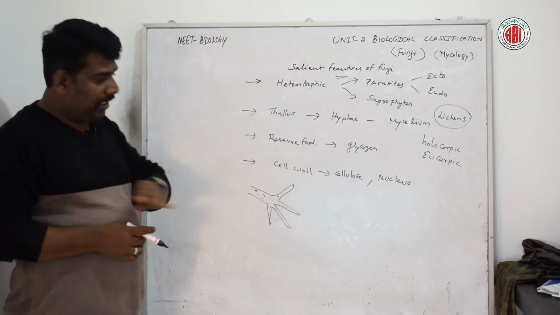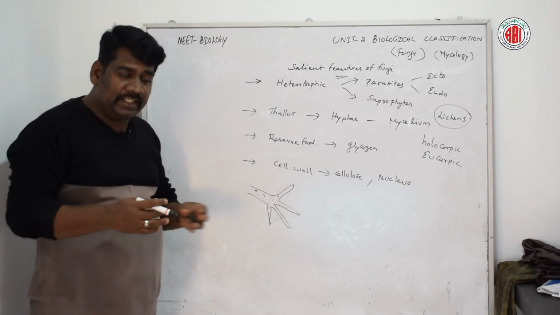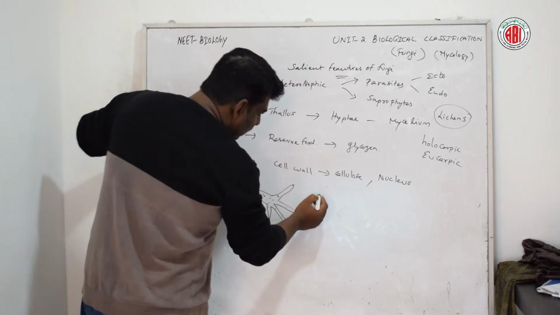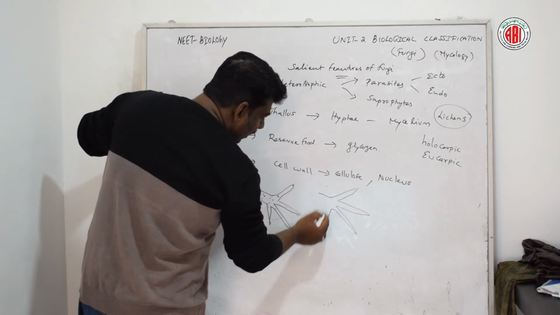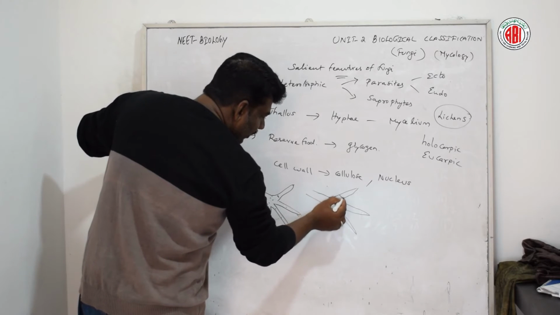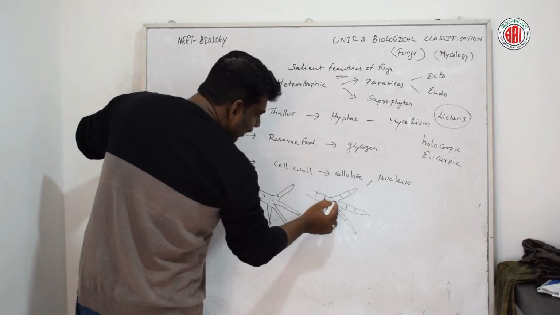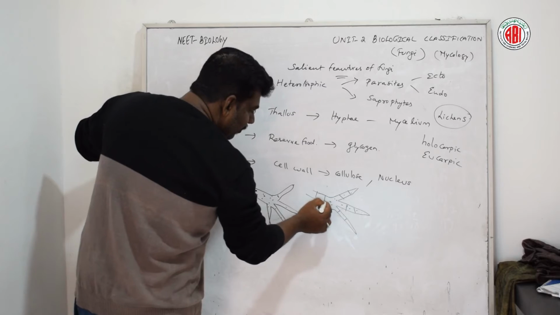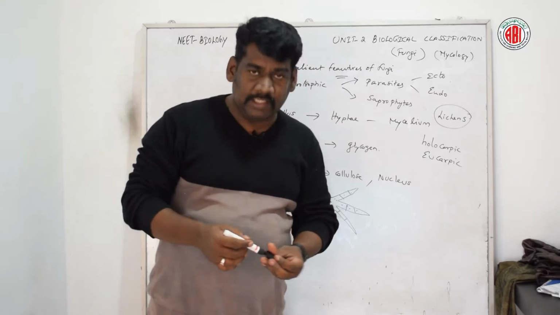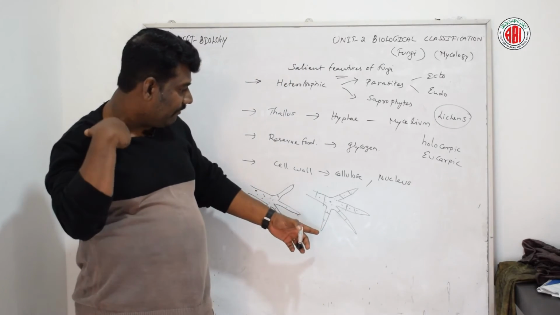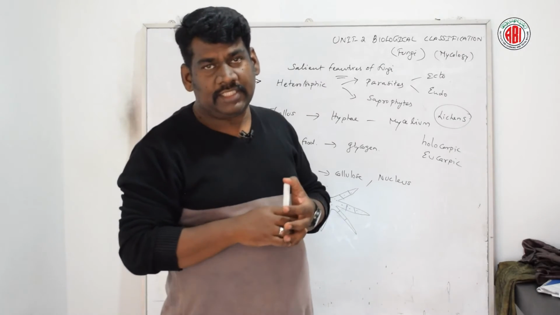Whereas in some cases the hyphae are divided by a cross wall. For example, here we can see the cross wall in this hypha, the mycelium, forming a cell-like structure. Here also we can see the nucleus, the protoplasm and its cell organelles. This kind of hyphae is said to be septate hyphae.